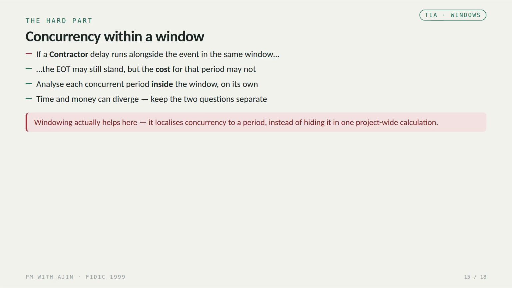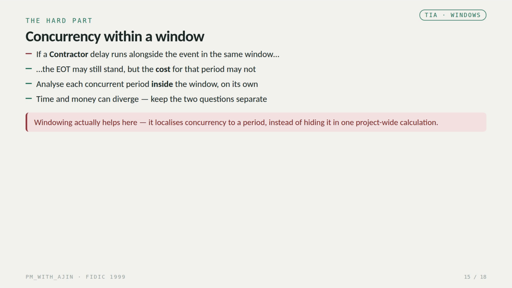Now the hard part, concurrency within a window. Suppose in the same window as the compensable event, there's also a contractor delay running alongside it. In that case, the extension of time may well still stand, but the cost for that concurrent period may not. The contractor gets time, but not money for the overlap. You analyze each concurrent period inside the window on its own merits. Time and money can diverge, so keep the 2 questions separate.